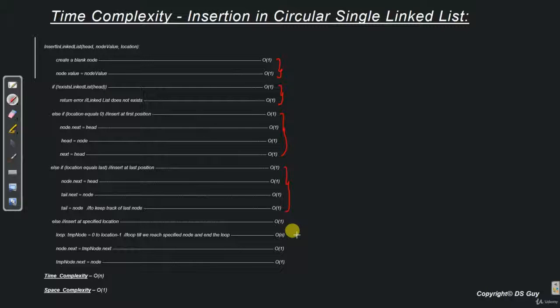But if we want to insert the new node anywhere in the middle of a linked list, then we have to loop through the entire linked list in the worst case. So that will take order of n time. The rest, updating all reference variables, will take order of 1 time. If we add up all of this, the time complexity becomes order of n. Space complexity will be order of 1, and the reason is we are just using some temporary variables here and there, nothing more than that.